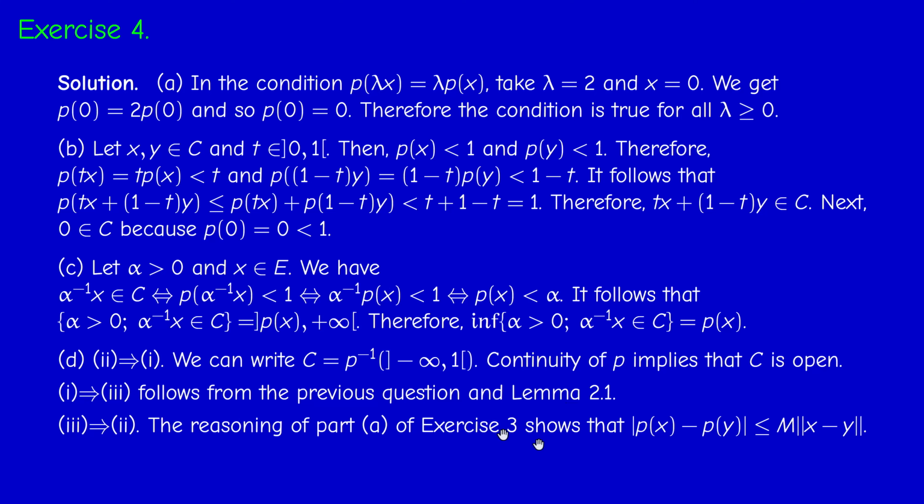In the previous exercise, we showed that, so we can use the same reasoning. So just use the sublinearity or the triangle inequality, if you like. We write P of X is less or equal than P of X minus Y plus P of Y. So we subtract, and the same thing works here. The reasoning that we already used in exercise 3 shows that P is Lipschitz continuous. So that's it. This proves that the 3 conditions are equivalent.